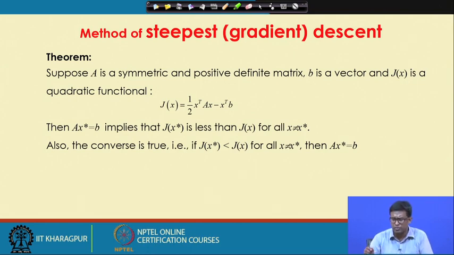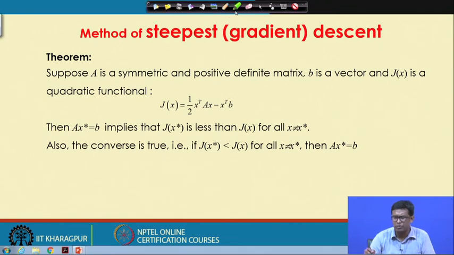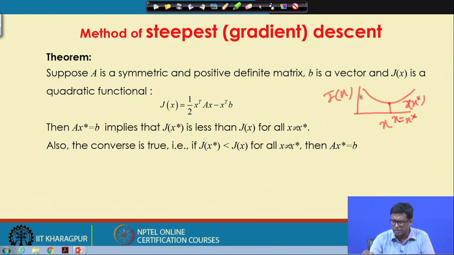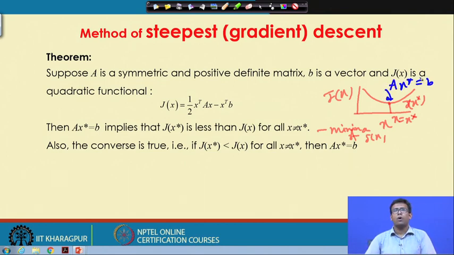So, if we think of x to be a single valued vector of dimension 1, and we write that this is x and this is J(x). This is the J(x) functional, and here at x is equal to x star, J(x star) is less than any other J(x). This is the minima of J(x), and at this particular location x is equal to x star, A x star is equal to b is a solution.